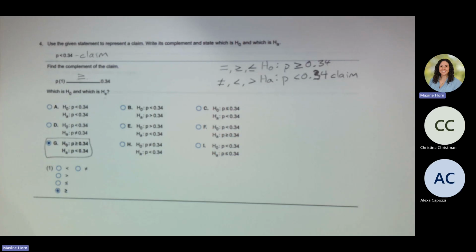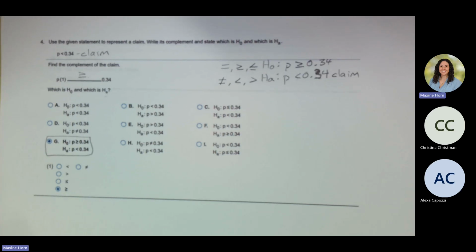So hopefully you guys are feeling okay with this part of the process because you're going to be doing it a million times.